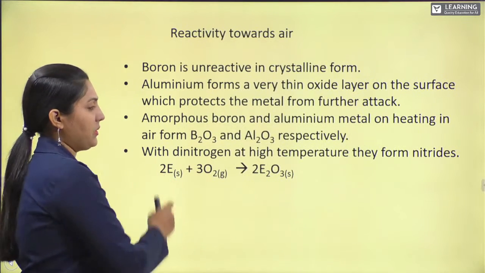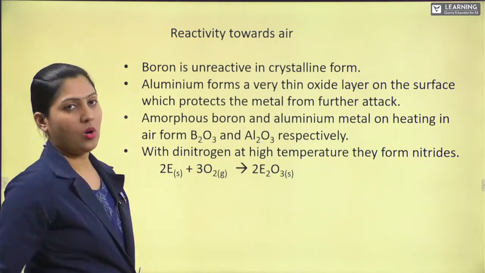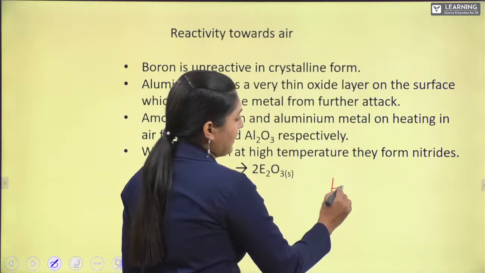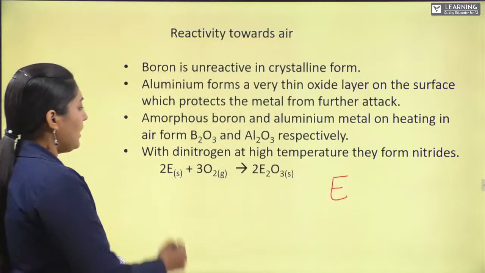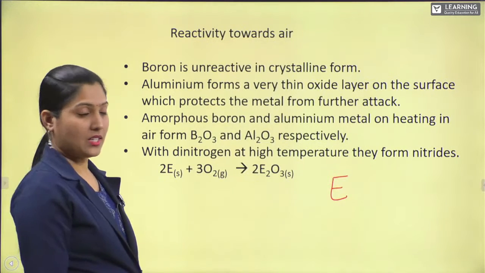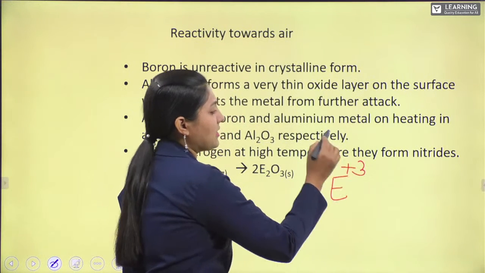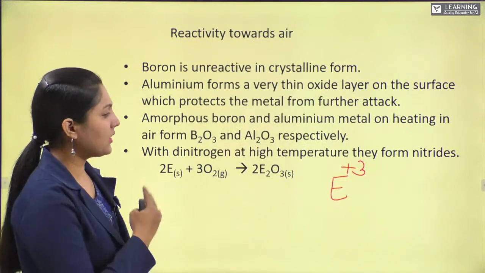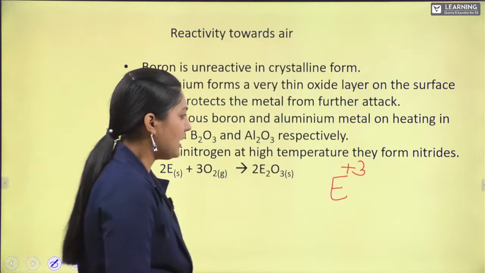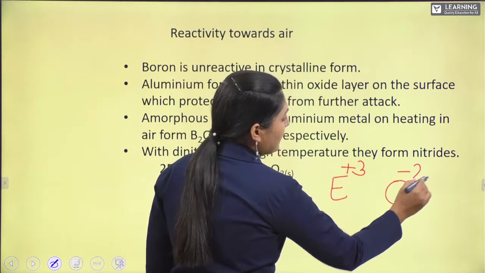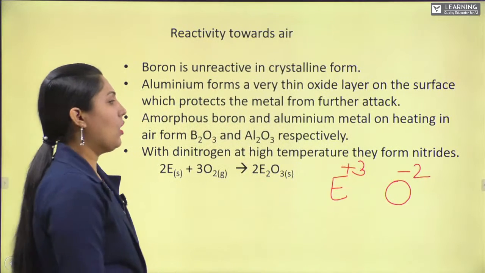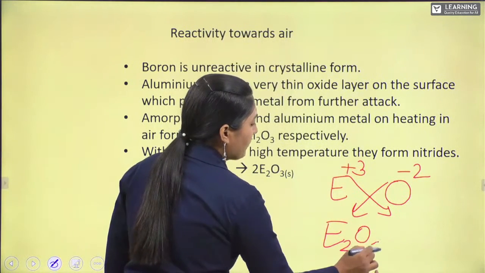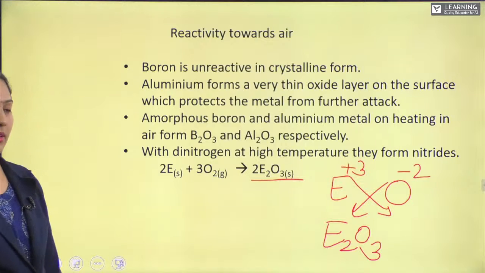So E represents the element which is reacting with oxygen to form E2O3. Why E2O3? If I take this E as an element, what is its oxidation state? We know its oxidation state is +3. Why is its oxidation state +3? Because it is a group 13 element. So a group 13 element will generally have +3 oxidation state, and oxygen will generally have -2 as its oxidation state, and when we crisscross over here we get E2O3, and hence we have the product.